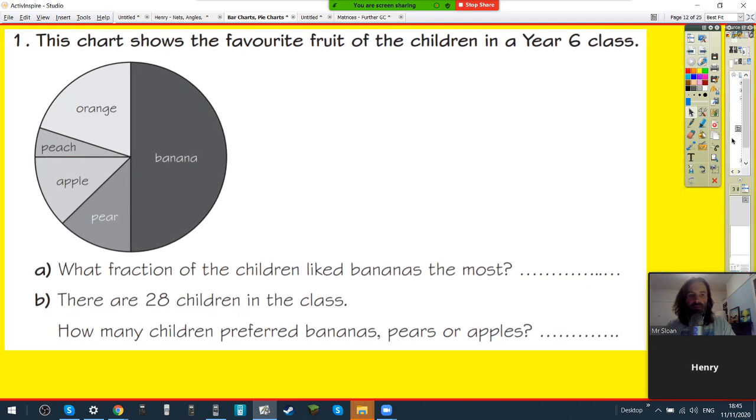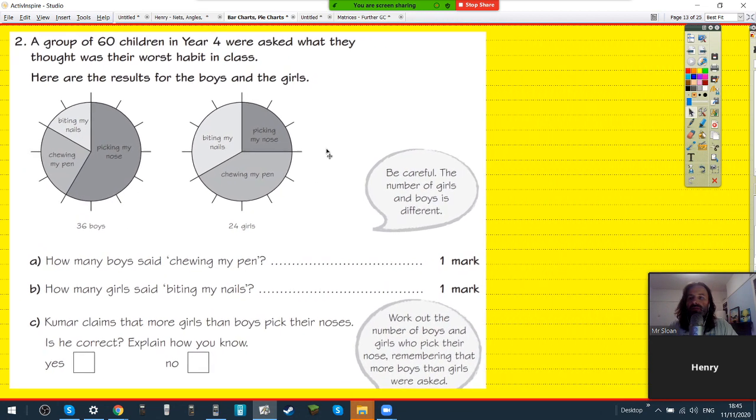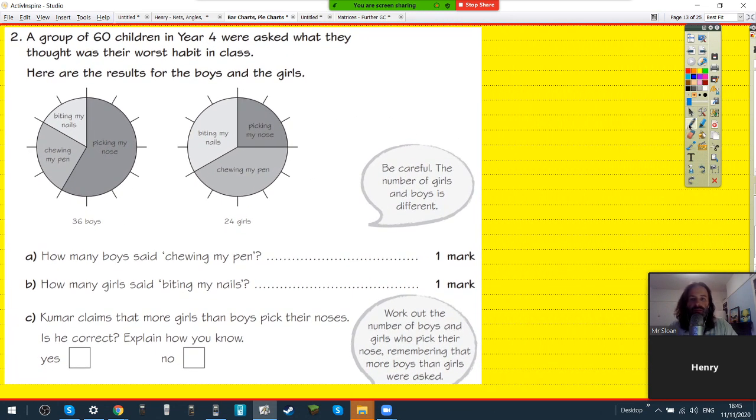Okay, let's try this. I think this will be fine. I think you'll be okay. I'm in year 6. I think you'd be fine with this question. This one looks like it might be more of a challenge. Yeah, let's try this. A group of 60 children in year 4 were asked what they thought is their worst habit in class. Here are the results of the boys and the girls. 36 boys and 24 girls.